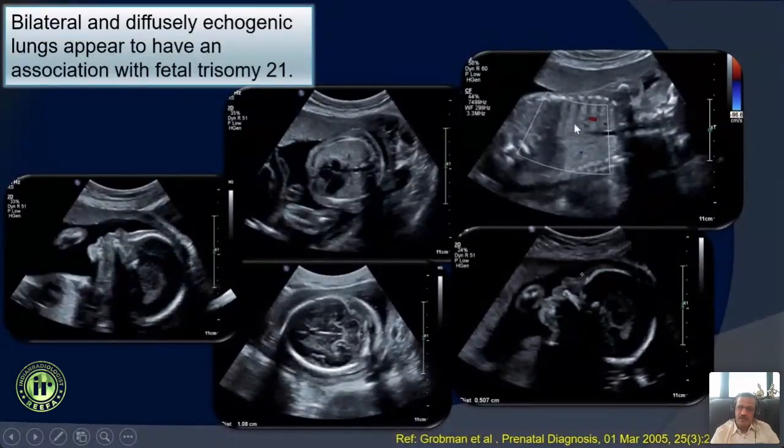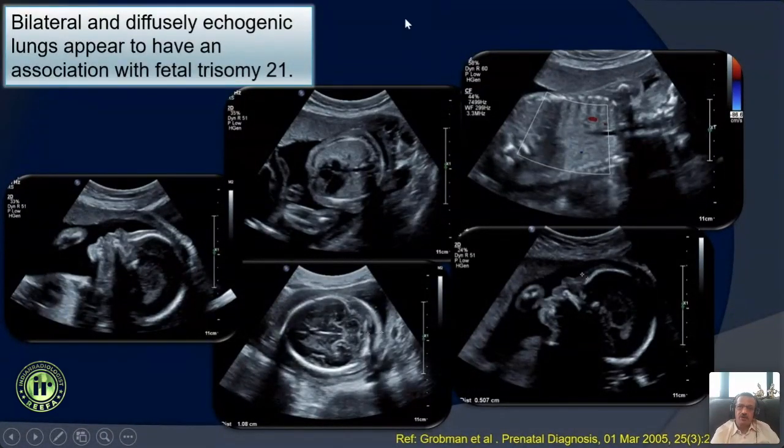But here we had both the lungs hyperreflective as compared to the liver, and we had other markers of Down syndrome. We had a nuchal fold which was abnormal. We had nuchal prefrontal edema, and we had absent nasal bone. So we did an amnio, and this was a trisomy 21. So both lungs hyperechogenic can be a marker of Down syndrome.